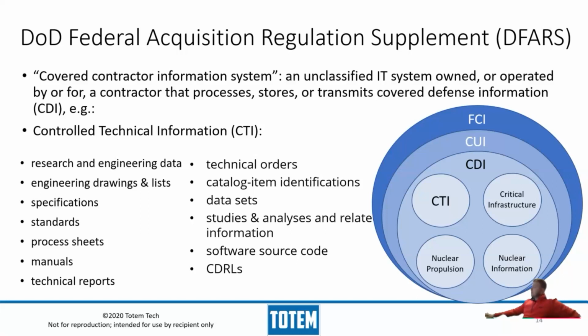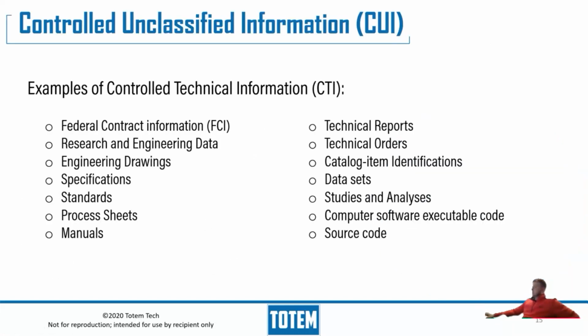So again, I encourage you to open up that conversation and find out what is CUI and get that security classification guide. So here's just a little bit more examples of what could be considered CUI. A lot of it is the same: process sheets, manuals, things like that.